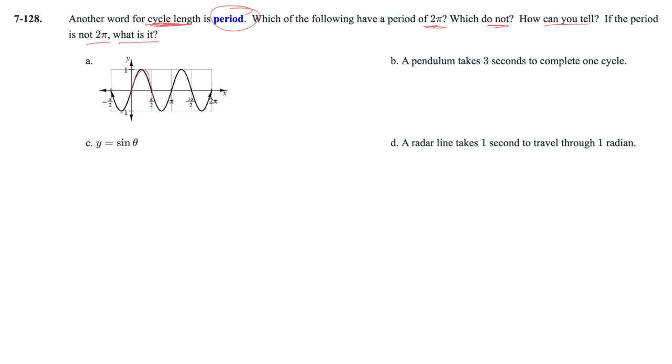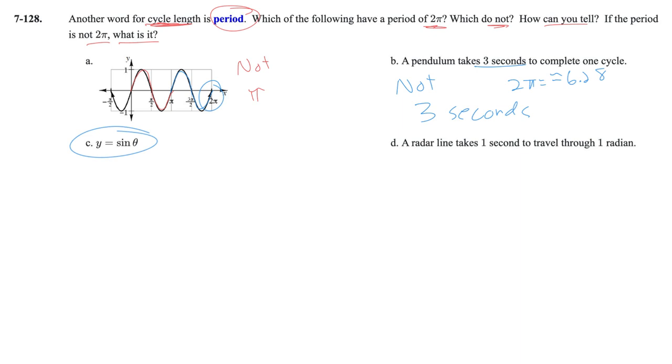So here, this one does not have a cycle length of 2 pi. It's a cycle length of pi. It just takes one time to get through there. It would take a second rotation to get to that 2 pi spot. A pendulum takes 3 seconds. Well, remember that 2 pi would be the equivalent of approximately 6.28. So obviously 3 seconds is not 6.28 seconds, so this one does not. The cycle, or period, is 3 seconds.